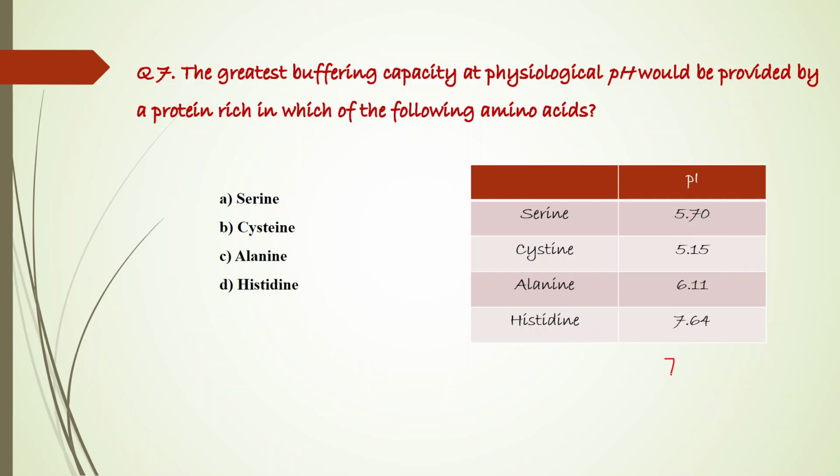Okay, so the correct physiological pH is 7.4. So we can see only histidine passes through this criteria. So histidine will be the correct option for choosing a protein that will act as a buffer in the physiological pH.